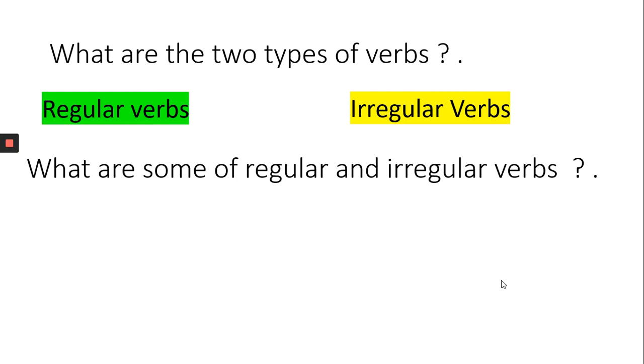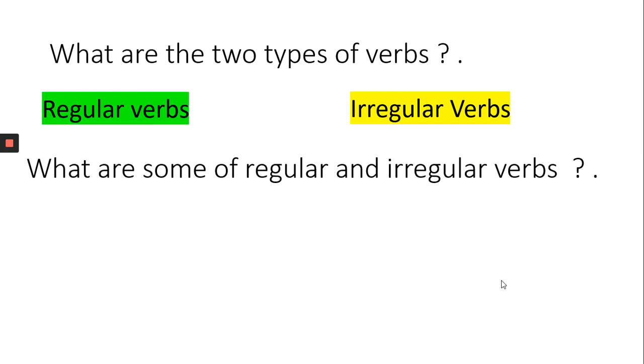A regular customer is someone who visits the mall every day. A regular athlete is someone who goes to the sports club every day. And irregular is someone who sometimes goes and then stops going for a long time. So this is the difference between regular and irregular customer or irregular verb. So let's go to the second question.